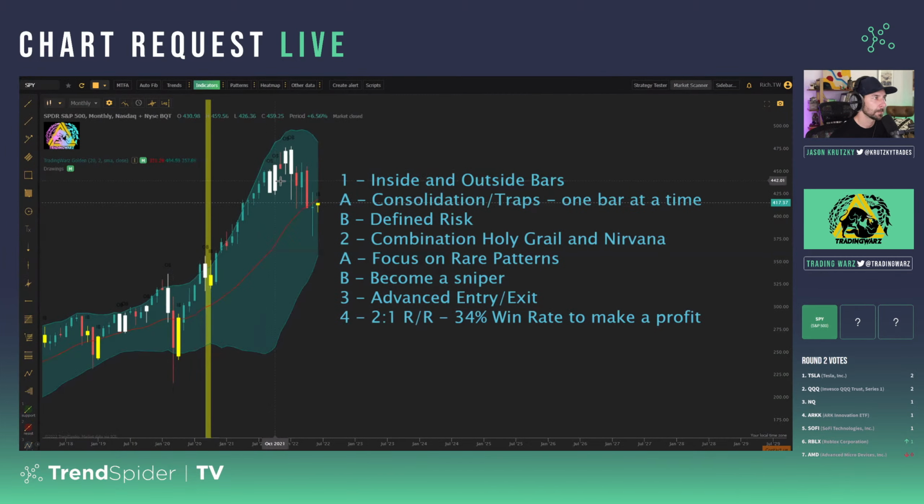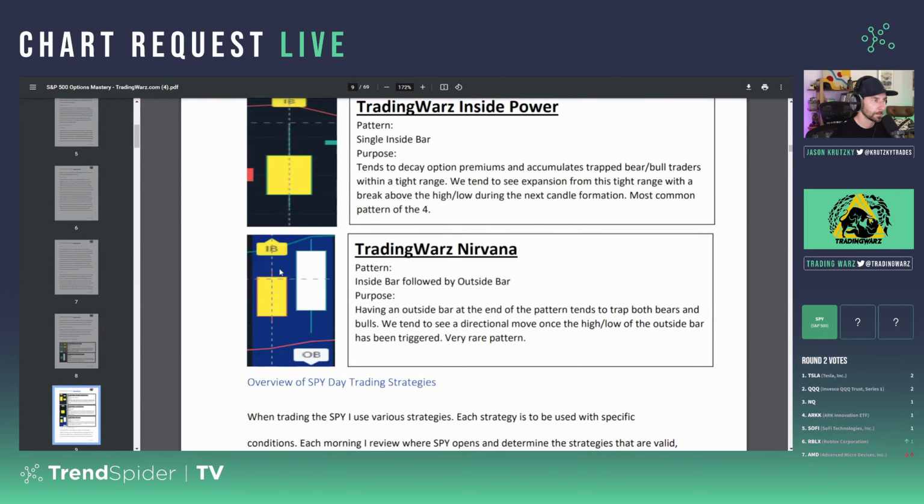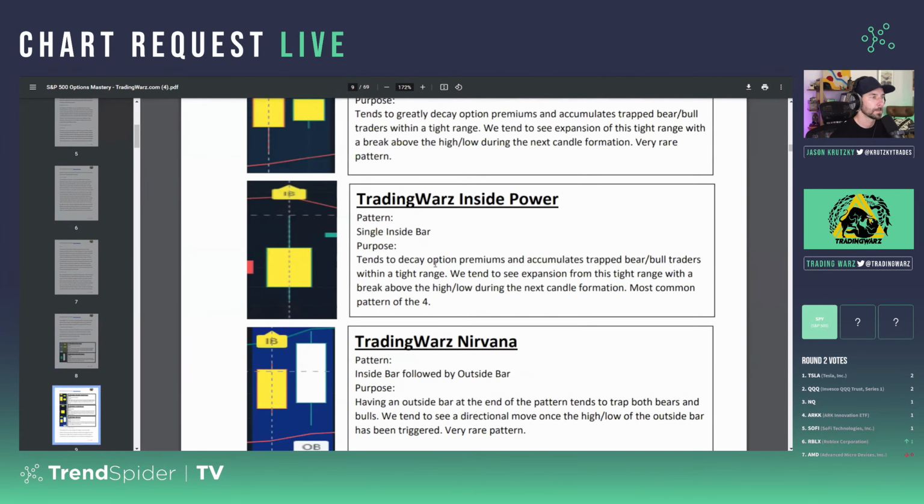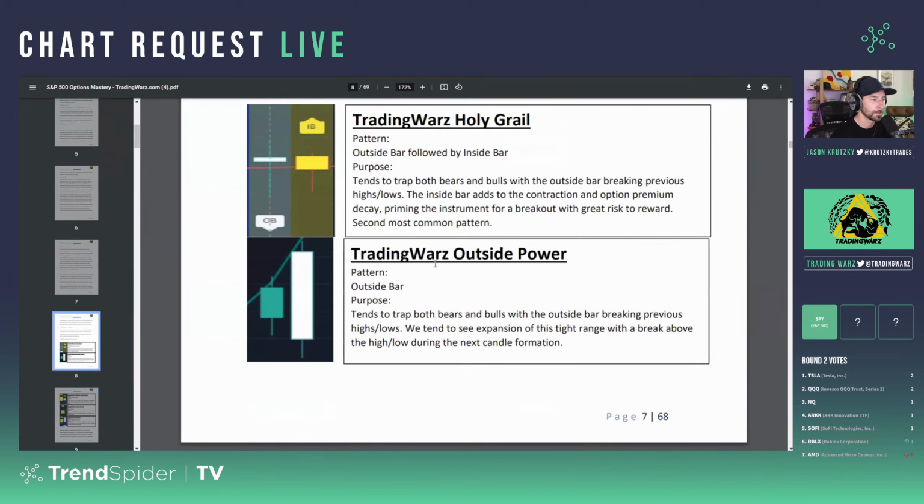An outside bar, this is a common one. Double inside, this is a rare. Inside, common. Nirvana, which is the reverse of a holy grail, is a rare pattern as well. And all these patterns are doing is basically looking for consolidation. Like that's the whole game. I'm trying to find an opportunity where things are consolidating so that I can come in and make some money.